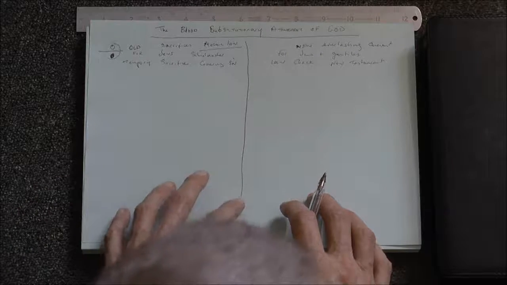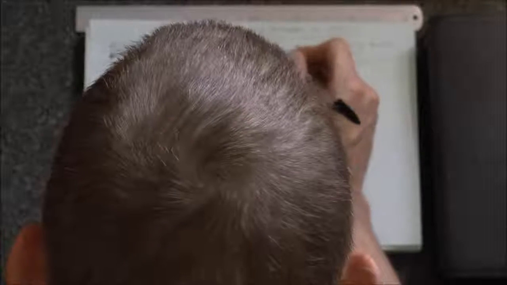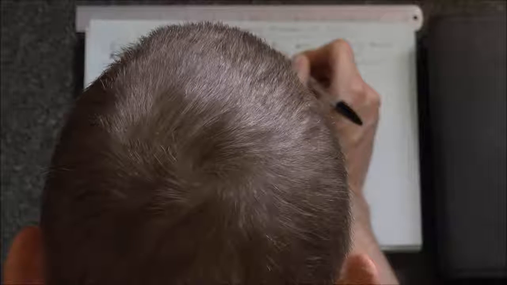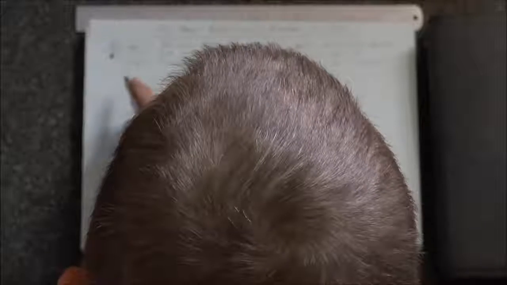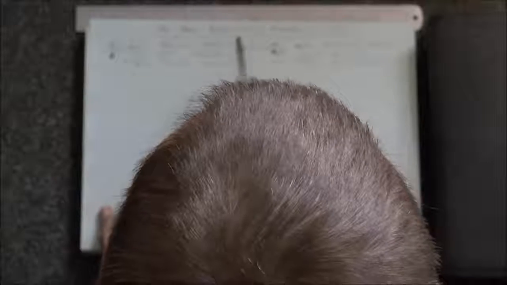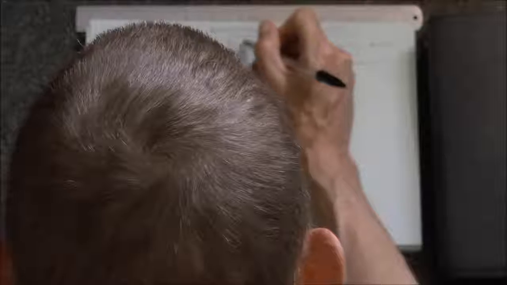So as the Mosaic law was fulfilled and no one could keep it, the way was made. It was for Jew and Gentile now. And it was a once and forever covenant now. So it's a new and everlasting covenant rather than the temporary covenant, with continually sacrificing animals and the spilling of blood to cover their sins until the Messiah came, who was Jesus on the cross.